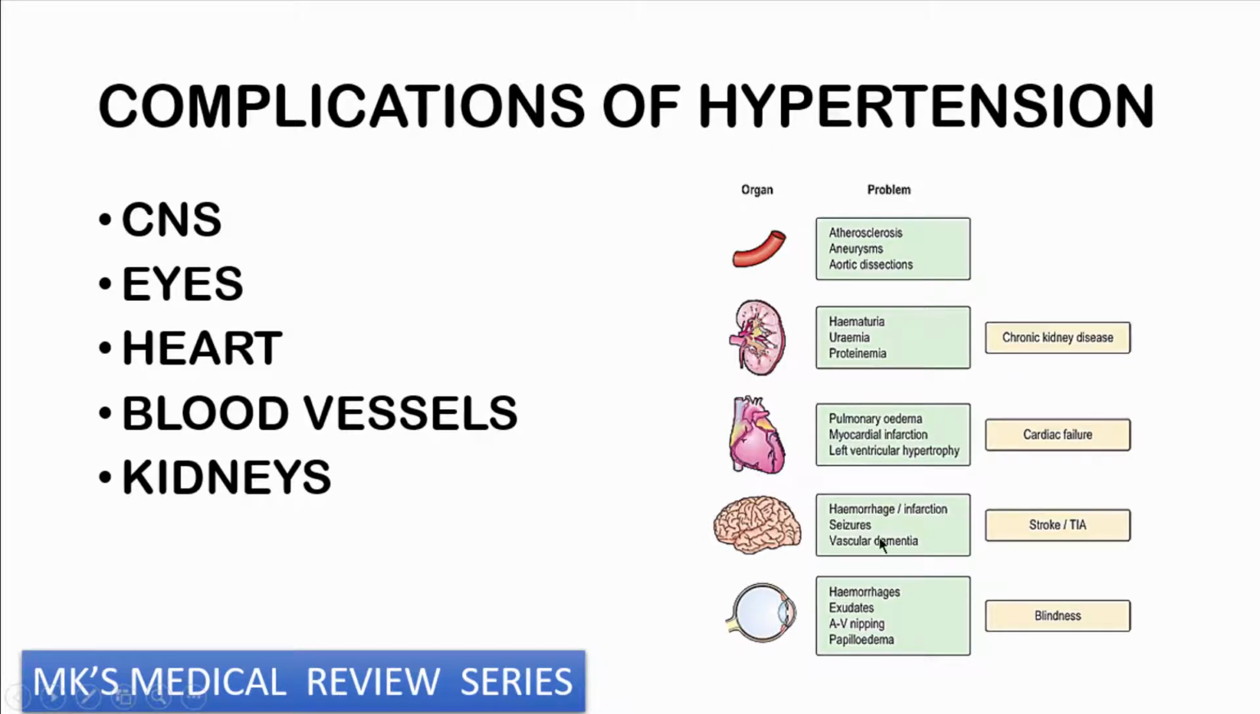So if we're coming from head to toe, you could have hemorrhage, infarction, seizures, vascular dementia, which are going to present to you as the CNS complications. Sometimes it affects the eyes, where you could have hemorrhages, exudates, arteriovenous nipping, papilloedema, which may ultimately lead to blindness.